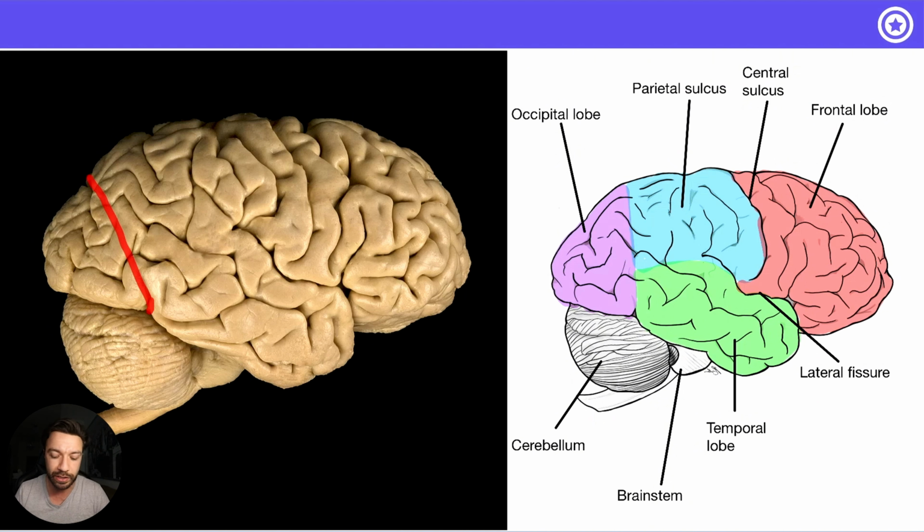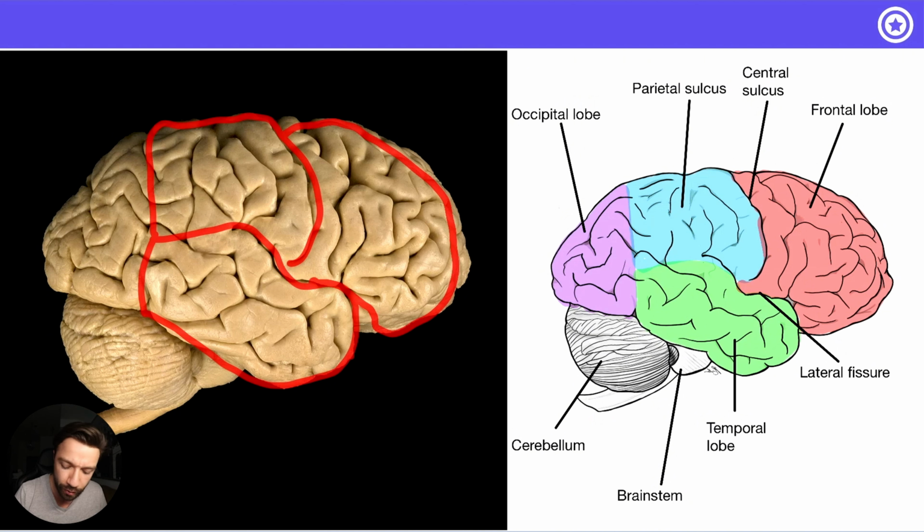So that's going to be the posterior limit of that parietal lobe. And to differentiate our temporal lobe from our frontal lobe, we're going to look at this lateral fissure right here and kind of just connect it to that parieto-occipital sulcus. And that's going to separate our temporal lobe from our parietal lobe and our frontal lobe. So here is that lateral fissure making that temporal lobe. We would have our parietal lobe right here, as well as our frontal lobe right there.